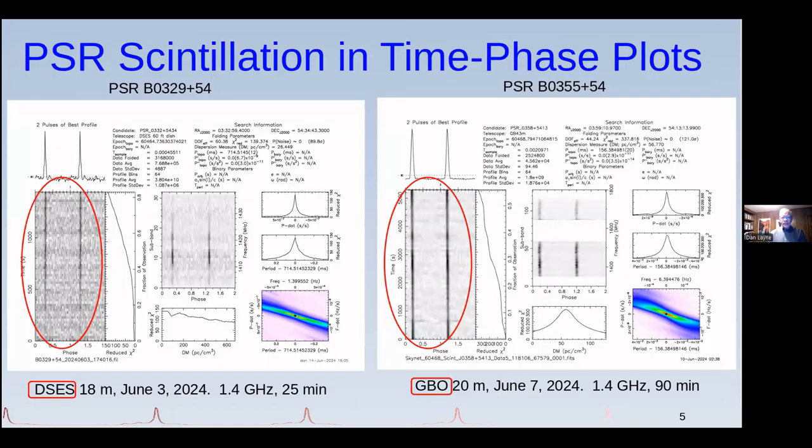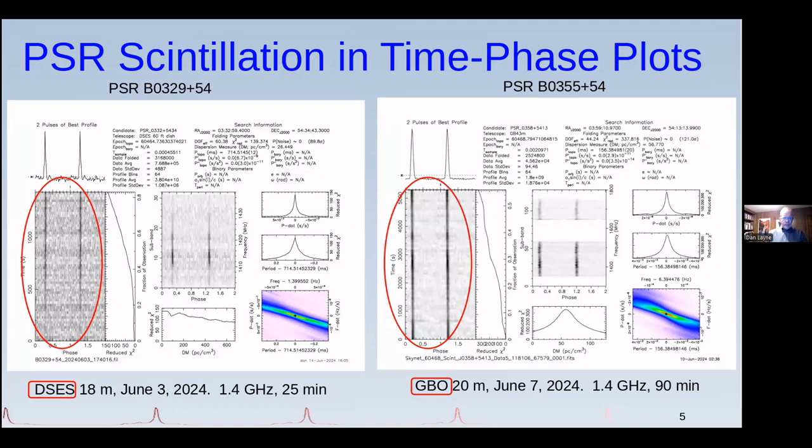In terms of scintillation, you can get hints of scintillation just by looking at the PRESTO plots like we look at here. The one on the left is our regular pulsar, B0329+54, that we took at Haswell last June at L-band. It's a 25-minute collect, and on the left in the circle is the time phase plot with time at the bottom going up for 25 minutes.